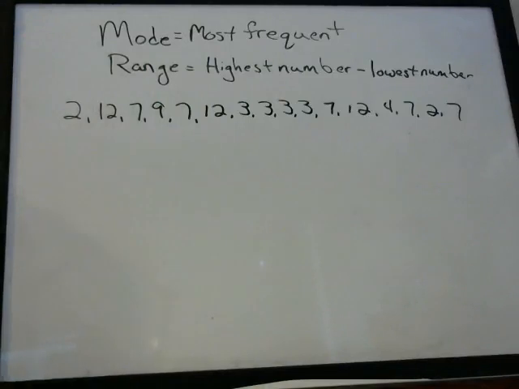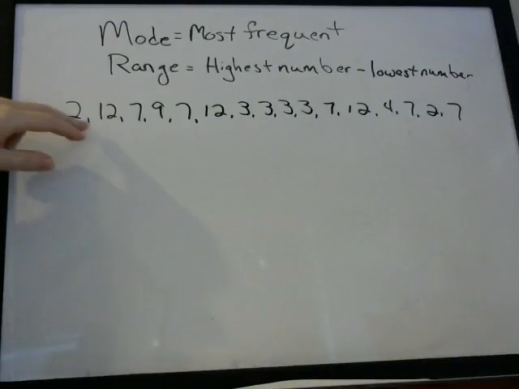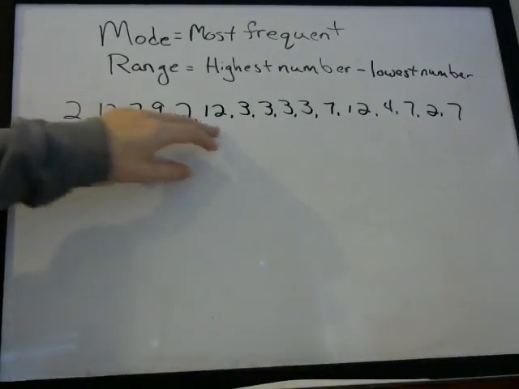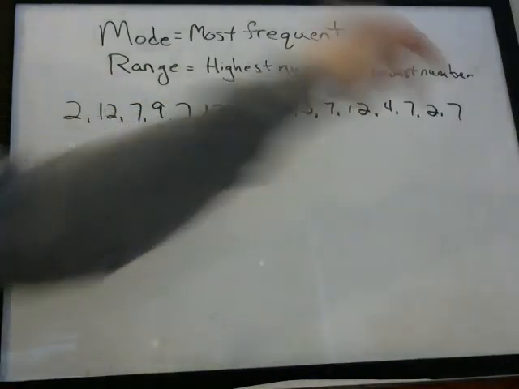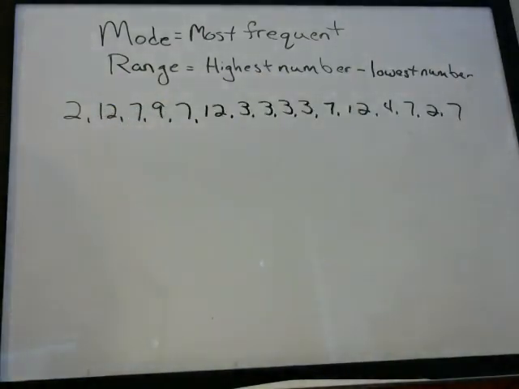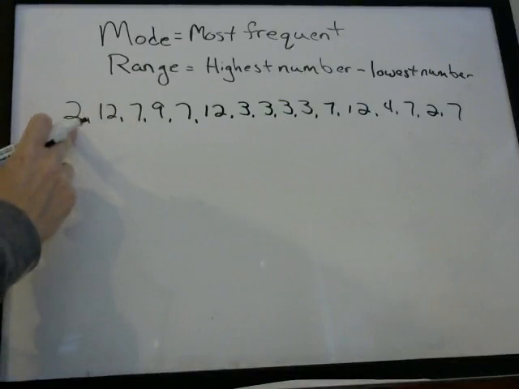So what does mode mean? Let's say this is our data set: 2, 12, 7, 9, 7, 12, 3, 3, 3, 3, 7, 12, 4, 7, 2, 7. We're given that data set. What is the mode of that? All we need to do is figure out which one of these numbers occurs most often, is the most frequent.